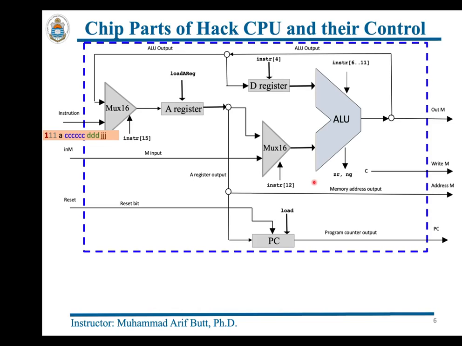And this slide shows a more detailed view of our hack CPU with all the chip parts and how they are connected with each other. Well, there are three registers, A, D and PC, two MUX16 chips and an ALU chip. In the last section we have seen in detail how the information moves among these various chip parts inside this hack CPU.